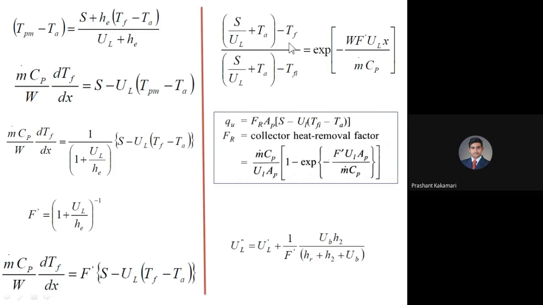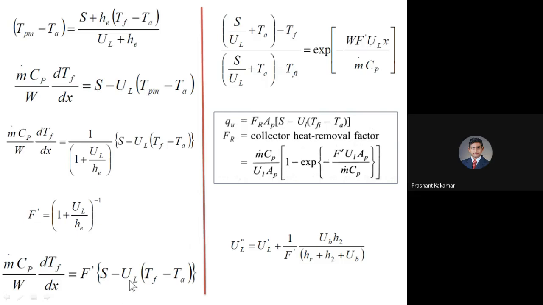That divided by TF. Now again taking the ratio with respect to fluid inlet temperature, same equation with fluid inlet temperature, then I can write it as S by UL plus TA minus TFI for the inlet fluid temperature. Once you consider that inlet fluid temperature, on the right hand side we can write it as exponential of minus W F dash, you can see here, W dx into F dash. If I take it on the right hand side, it will be W into dx, or x after integration. After integration, you can take it as x for the total length, F dash into UL.